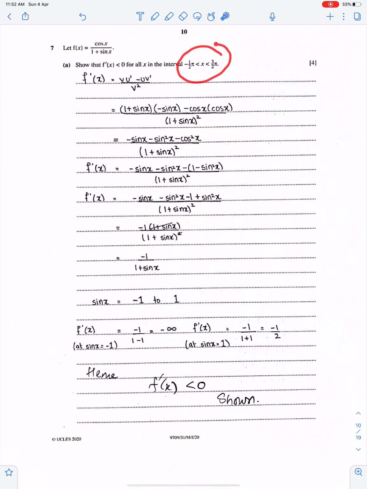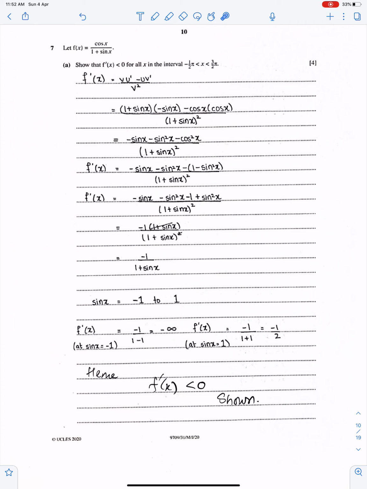Now you have to find the values of f of x. You have to find the values of sine x. You know, when you put sine minus pi by 2 here, you'll get minus 1, and when you put sine 3 pi upon 2, you'll get 1. So sine x is from minus 1 to 1.